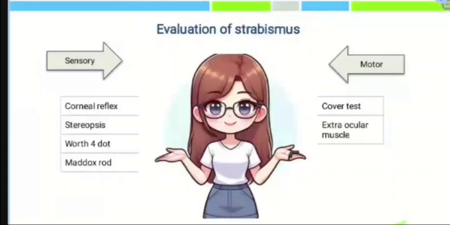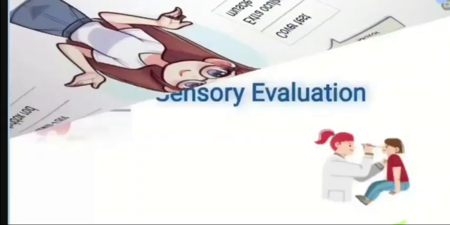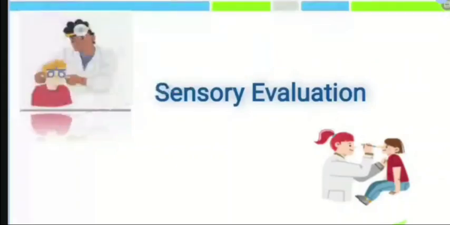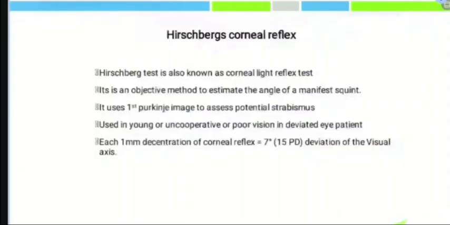In the virtual class, we are going to put into action the corneal reflex, cover test, and extraocular motility test, so that you get a better idea of those things. So without any delay, we can kickstart our evaluation part. The first part is sensory evaluation, and the first and foremost test is the Hirschberg.